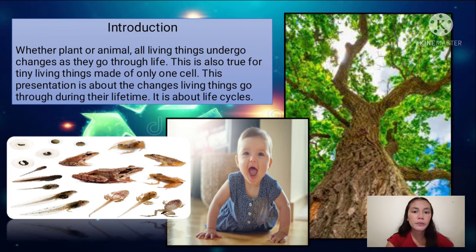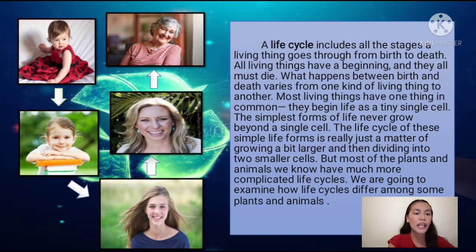Whether plant or animal, all living things undergo changes as they go through life. This is also true for tiny living things made of only one cell. This presentation is about the changes living things go through during their lifetime. It is all about life cycles. A life cycle includes all the stages a living thing goes through from birth to death.